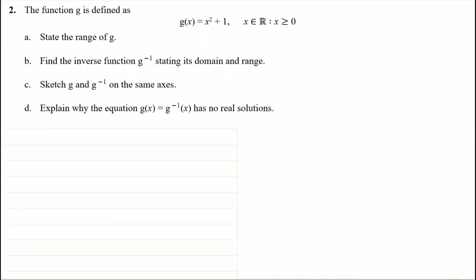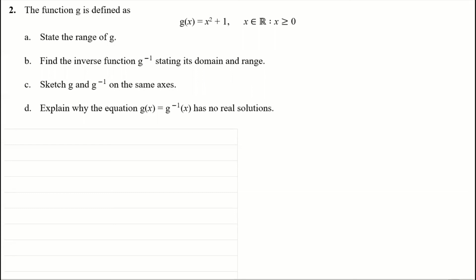Our second and final example is a function g, defined as x squared plus 1. The first thing we have to do is state the range, then find the inverse, then sketch the function and its inverse on the same axes, and then some interpretation.